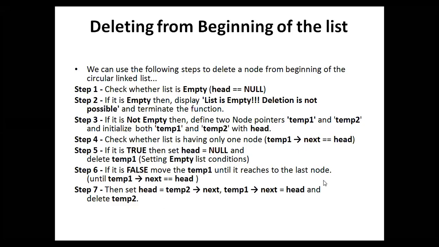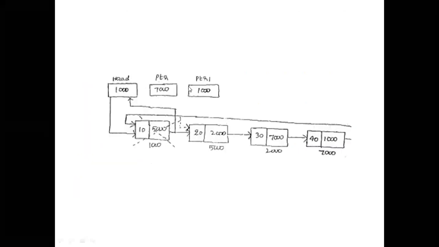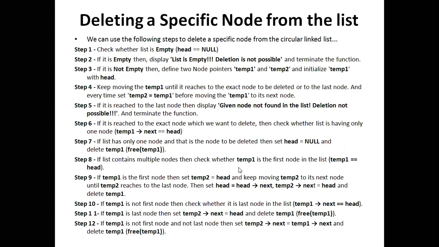Okay, so deleting from the beginning. So you see here, same procedure. Here it is going. Okay, so now I had to change 2300 and this one. So 2000 will be stored here. Deleting a specific node from the list, already we have discussed in linked list. Same only here also. No change between single linked list and circular linked list.